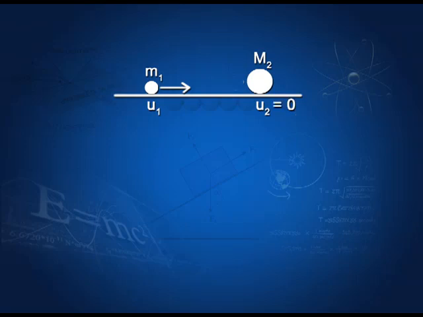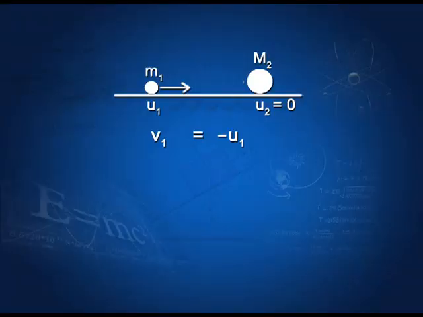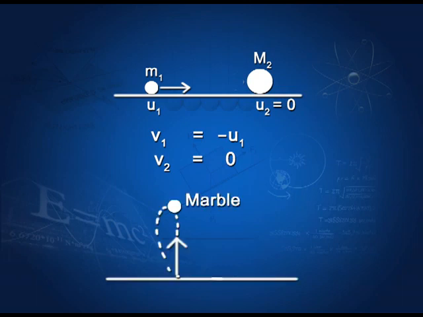That means this was not moving, and as this strikes, what will happen to the final velocities of the two? On using our equations 7 and 8 from our previous lesson, we can predict the value of v1, which is minus u1, and v2, which is equal to 0, which means this remains stationary, and this goes, strikes it and rebounds. This kind of thing can be experienced, or we may have already experienced it, if you take a marble and drop it on a hard floor.